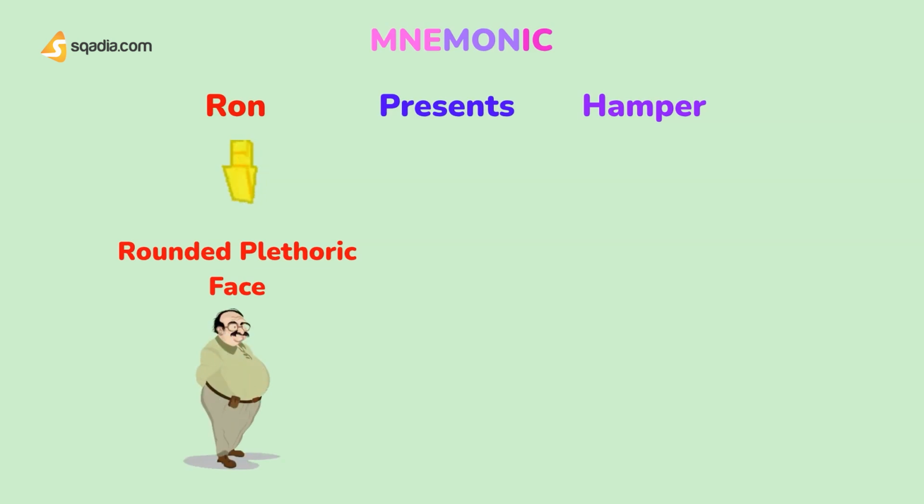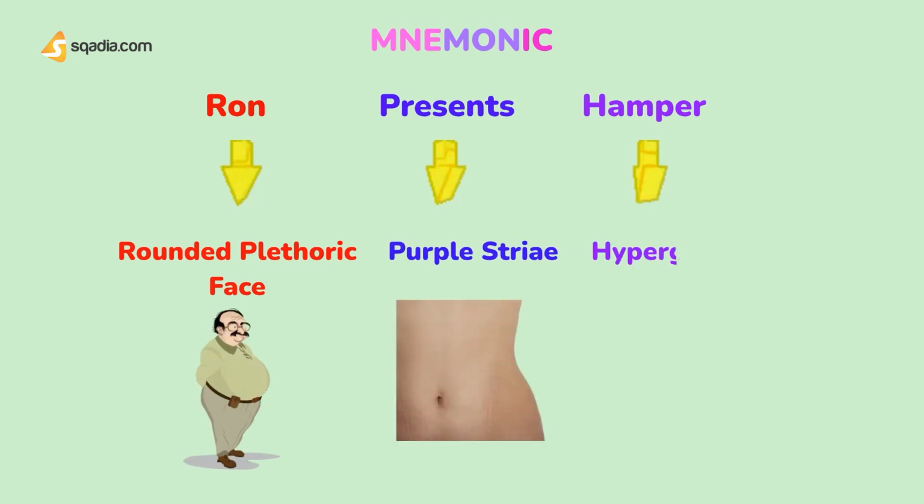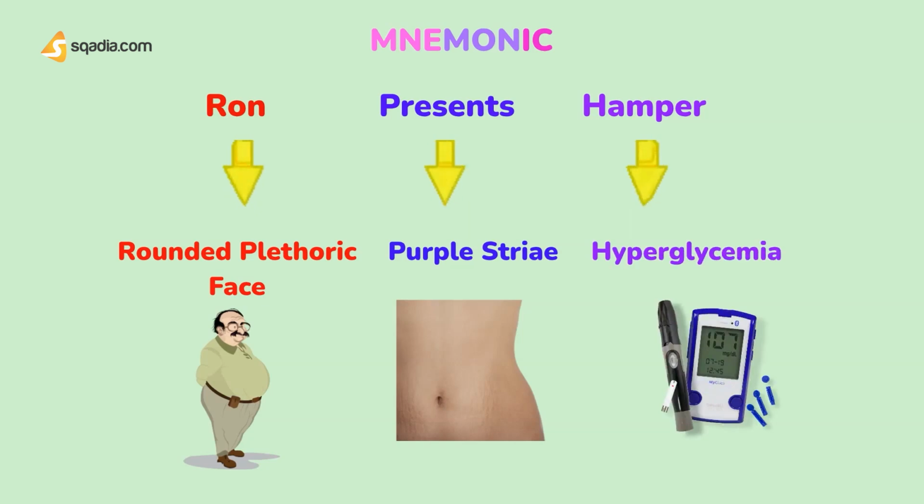Let's talk about the side effects of this drug, corticosteroids. Well, I have a mnemonic for it, which says RON presents hamper, where RON stands for rounded plethoric face, or you can also say moon face, presents stands for purple striae, and hamper stands for hyperglycemia, which is seen in diabetes.